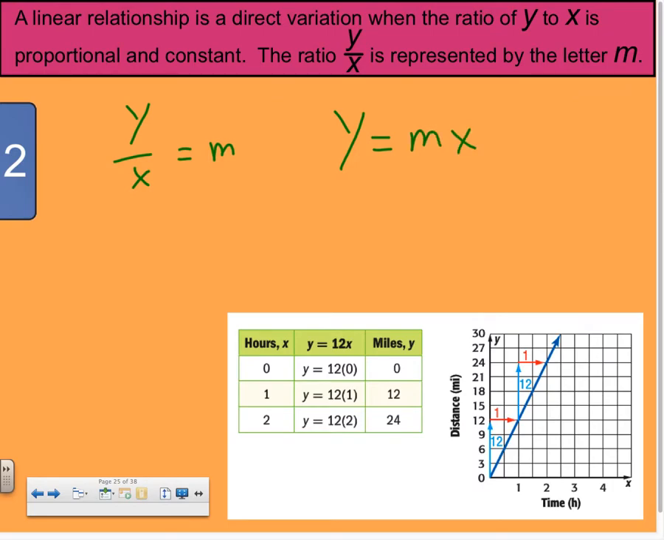So if we see an equation that looks like y equals mx, this m, which is in front of the x, what do you call a number in front of a variable? Say it again, a coefficient. So we can start identifying the coefficient and realizing, hey, that's the slope. But we'll get there in a little bit.